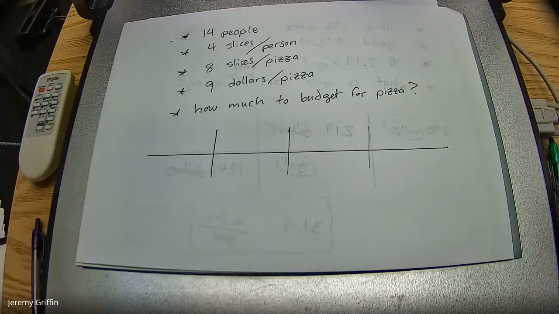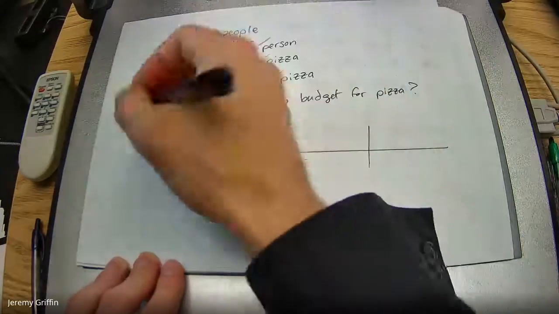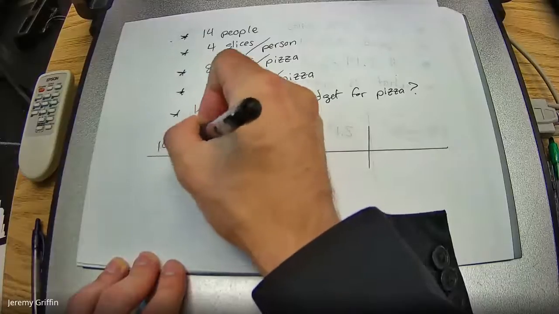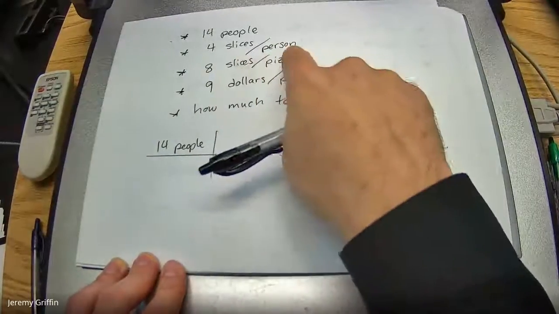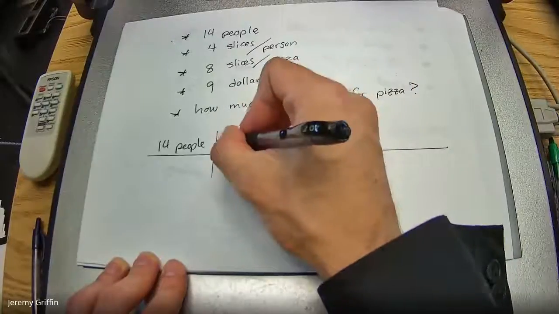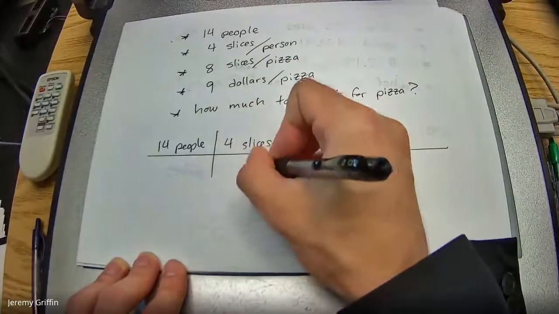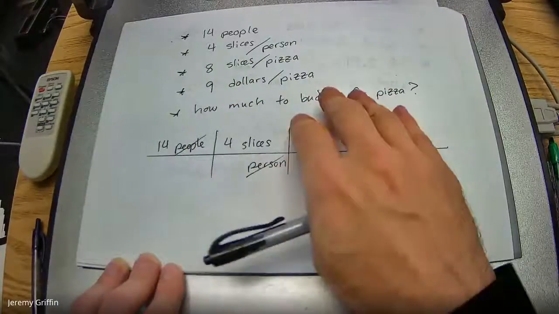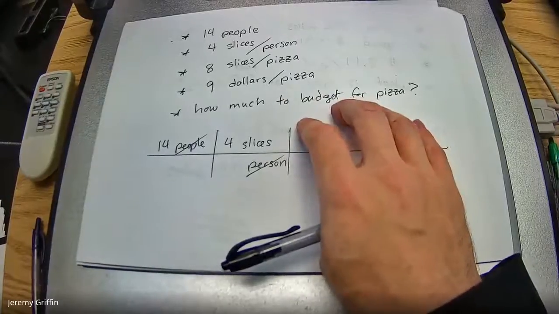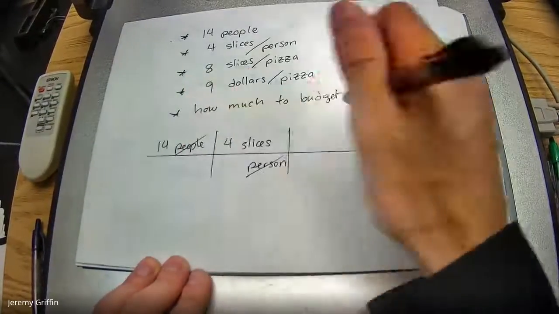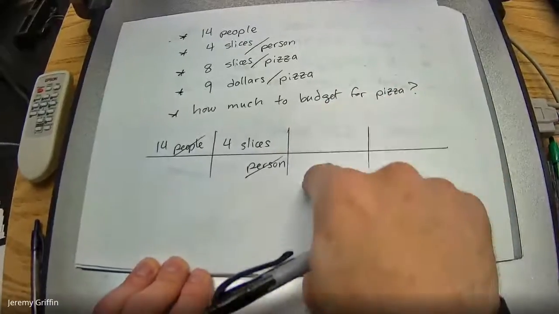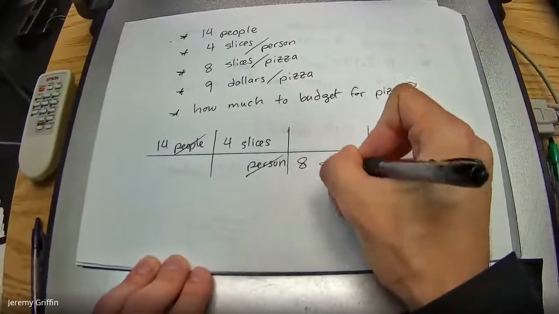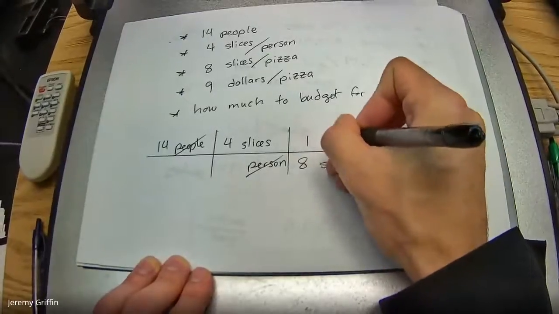Okay, who knows? Yeah, Warren. $63. Good call. So do it this way, say 14 people. I know there's 4 slices per person. If I want the people to cancel out, I better do it this way. At this point in the math, if I stop right there, I would know how many total slices are being consumed. But let's keep going. 8 slices per pizza. Should the 8 go on top or bottom? Bottom, because it's slices per one pizza, like an upside down fraction.